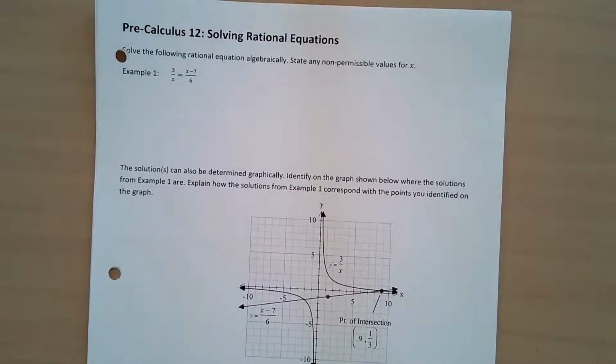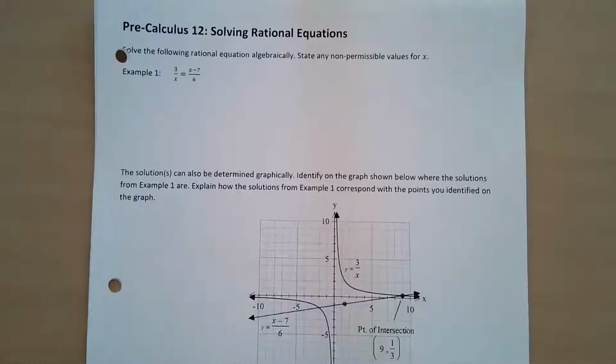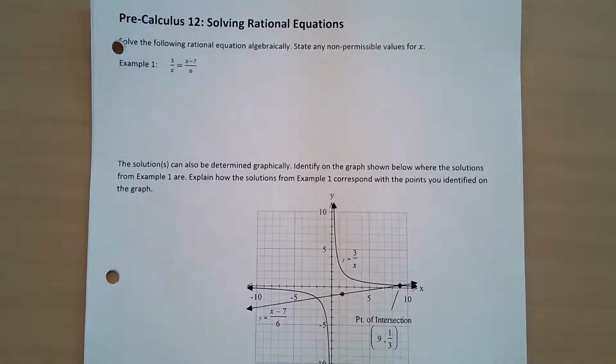What does it mean by solve? Solve for the variable, okay? It means we want to find out the value or the values that will make this equation true, right? What number, or it could be numbers, that will make the equation balanced. So when we look at this, example 1: 3 over x equals x minus 7 over 6.